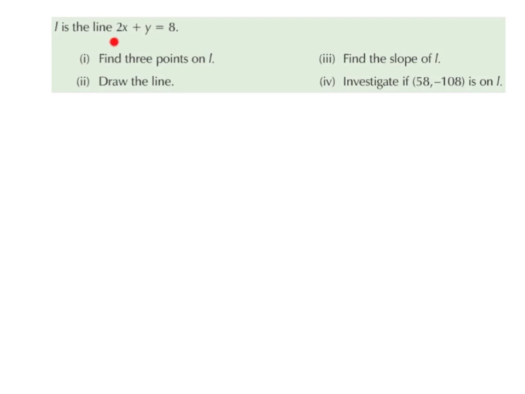L is the line 2x plus y is equal to 8. Part 1. Find 3 points on L. Part 2. Draw the line. Part 3. Find the slope of L. Part 4. Investigate if the point 58, minus 108 is on L.